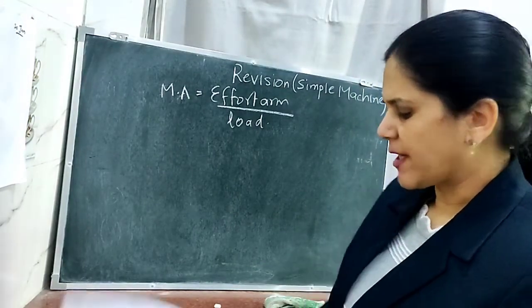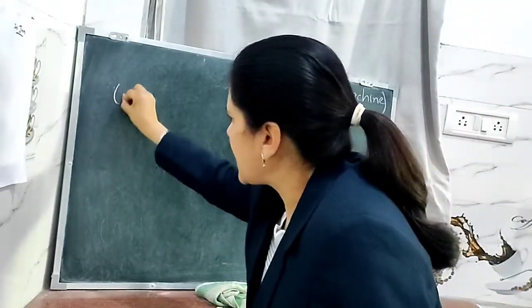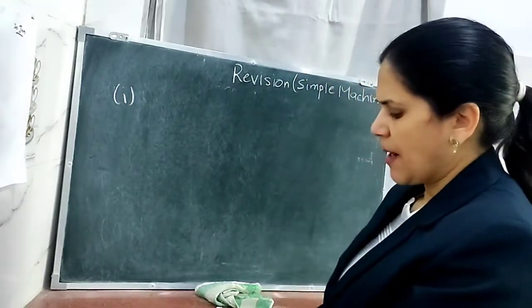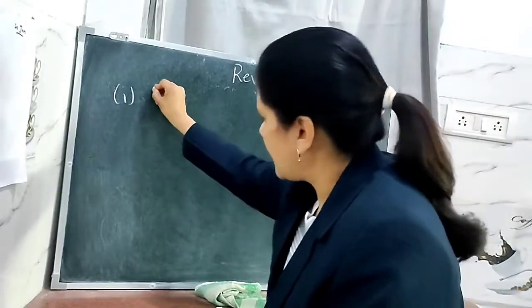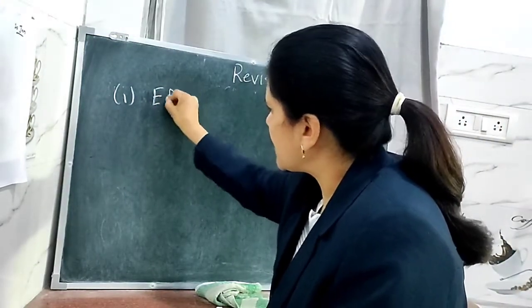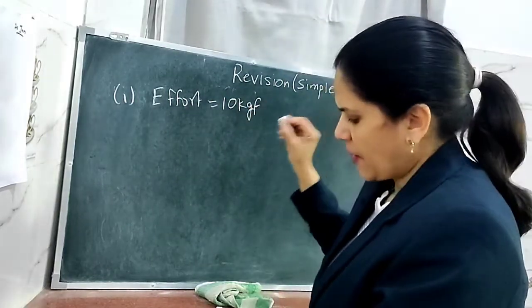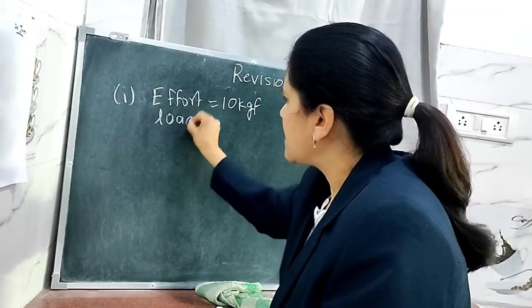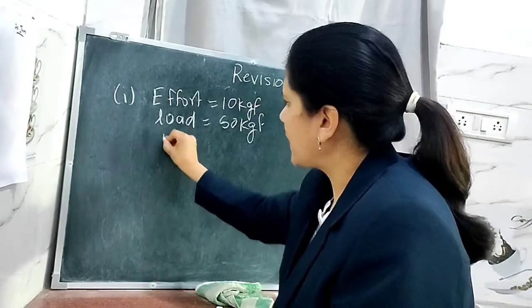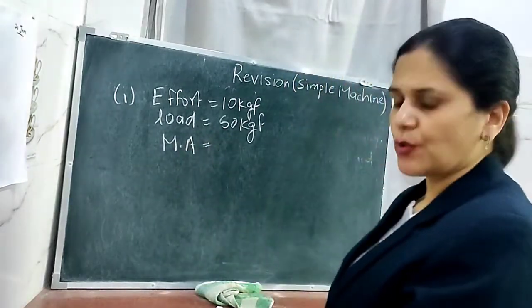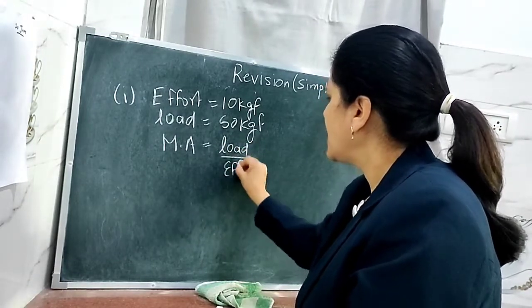The very first solved example, let me do it on the board. In the first numerical, they are saying a machine requires an effort of 10 kgf. That means the effort is equal to 10 kgf, it is given in the question, for a load of 50 kgf. Now we have to calculate the mechanical advantage, and I just told you the formula for mechanical advantage. The formula is load upon effort.